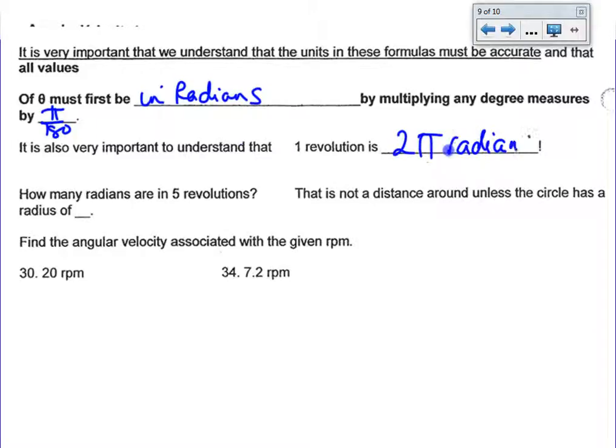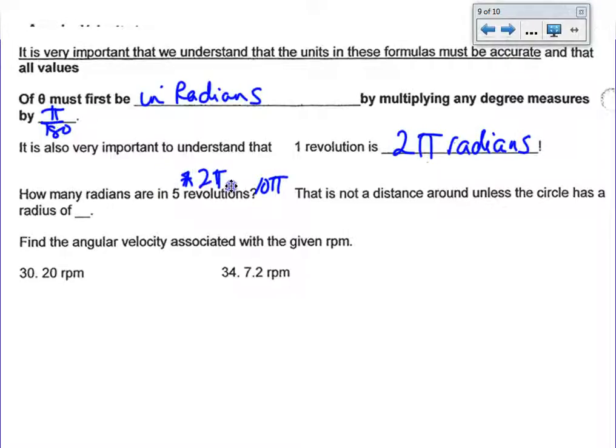So sometimes they'll give you your central angle in terms of revolutions, and you need to think about converting that to radians. So how many radians are in 5 revolutions? Well, that would be 10 pi. Because it would be 5 times 2 pi.